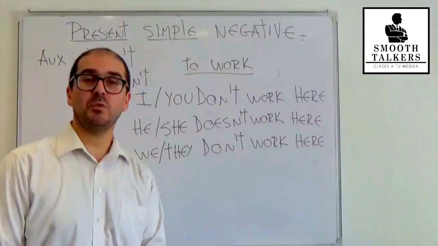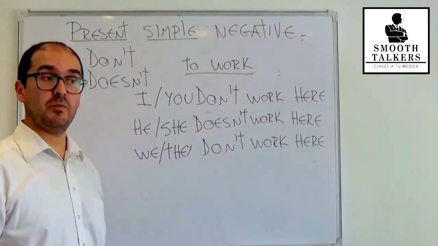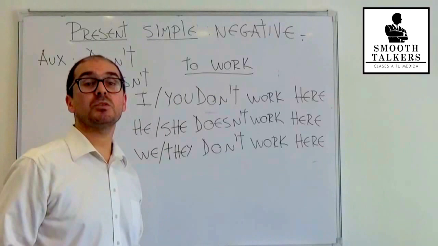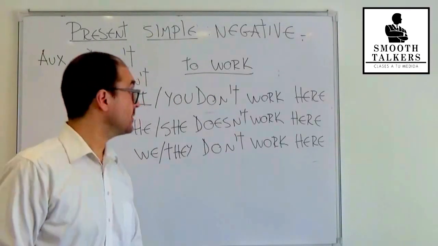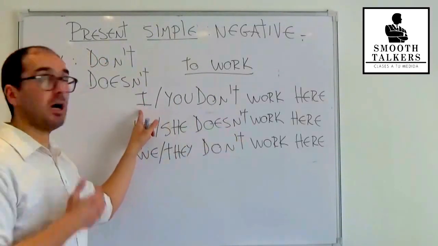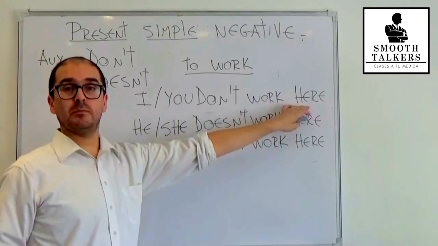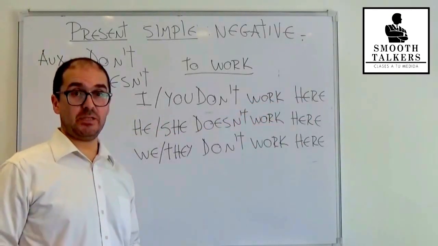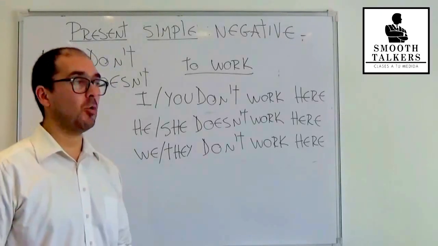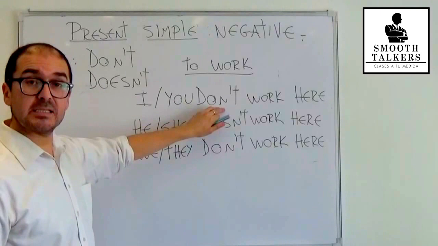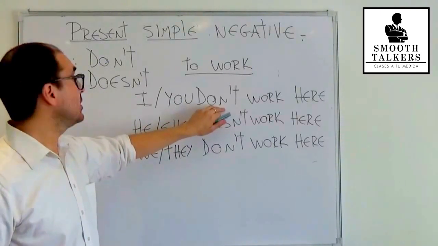Let's do an example with the same verb we started before. To work. In this case, we want to say no. Remember that. I don't work here. This is a negative phrase, okay? Not "I no work." That's wrong, okay? So it's necessary to use the auxiliary don't.